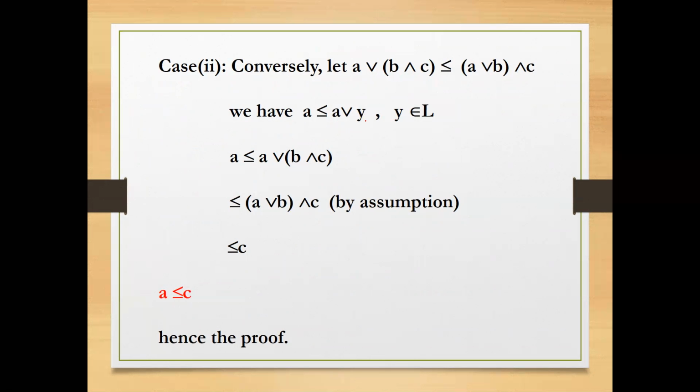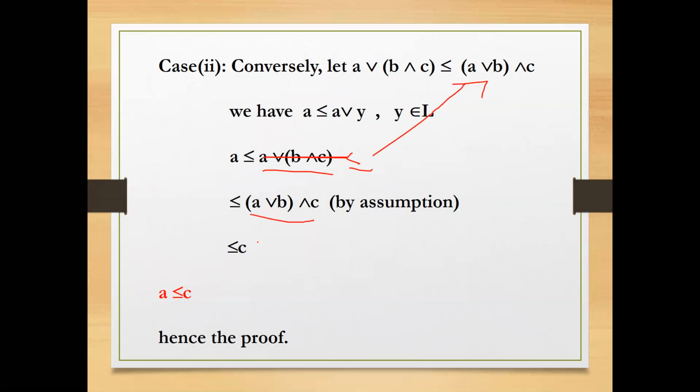For this, we have A less than or equal to A join Y. It is a true relation: every element is less than or equal to the join. So A is less than or equal to A join Y by theorem number 1, and take the value of Y equal to B meet C, because on the left hand side we have A join B meet C. But this value is further less than or equal to this value, so you can use the transitivity relation.